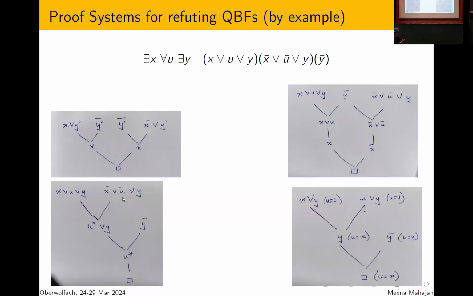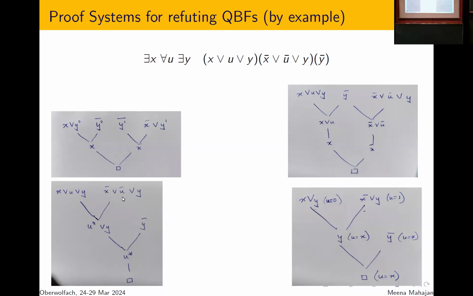Here's yet another way of doing this. In some sense, it is similar to the first method in that the universal variables don't explicitly figure in the clauses, in the lines. The clauses are only on the existential variables. But it is different. The universal variables in the first case appeared as annotations on top.